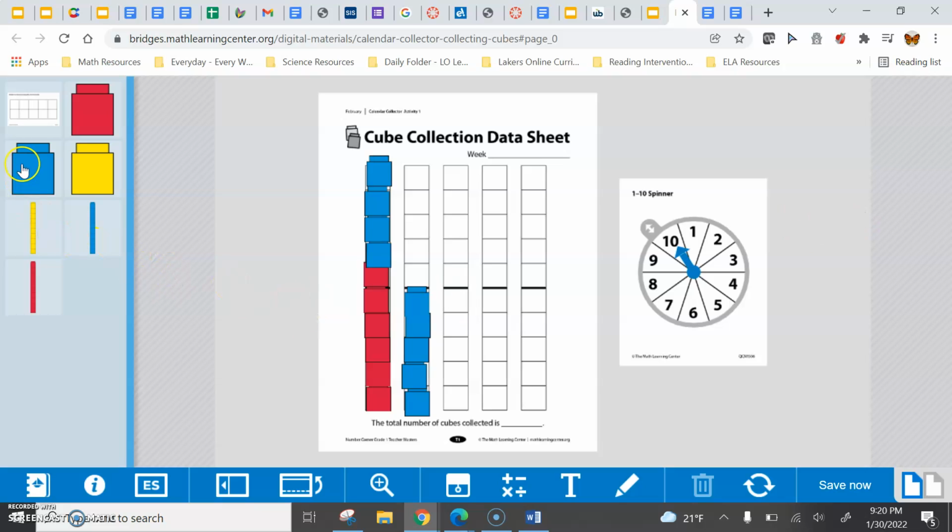10 cubes. Watch what I'm going to do. It'll make it easier to count how many we have. This is a Friday, so we're going to count how many we've collected. We have 10 here, plus another 10 here, which is 20, 21, 22, 23, 24, 25 cubes that we have collected this time.